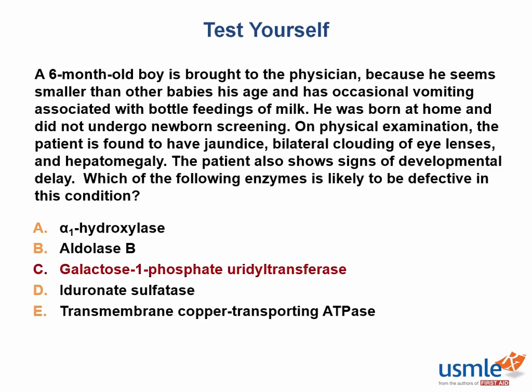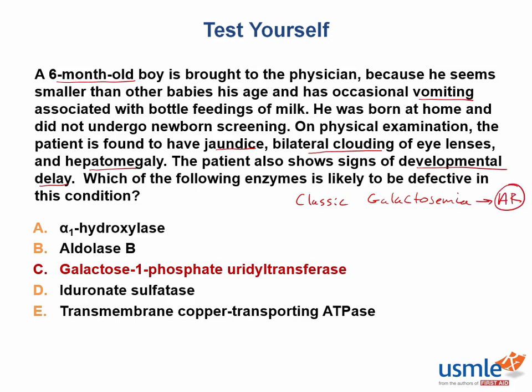There you go. The defective enzyme here is C, galactose 1-phosphate uridyltransferase. The question prompt here gives us all the information we need to figure this one out. Here we have a 6-month-old with vomiting after bottle feedings, as well as jaundice, lens clouding, hepatomegaly, and developmental delay. With all of that in mind, hopefully you're thinking of classic galactosemia, which is an autosomal recessive disease due to deficiency in galactose 1-phosphate uridyltransferase.